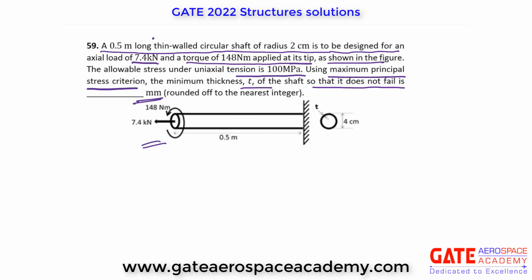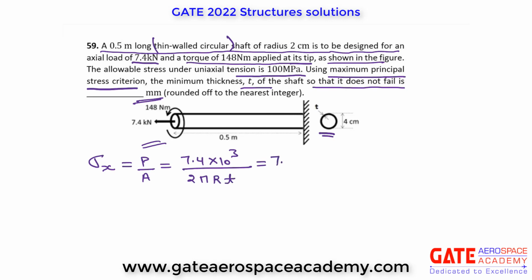This is thin walled circular structure. So both axial load and torque is acting on this structure. So let's find out normal stress due to axial load first of all. So sigma x is equal to P by A, that is 7.4 kilonewton 10 raised to 3 upon area. What is the area of thin ring? Pi dt, right? 2 pi RT.